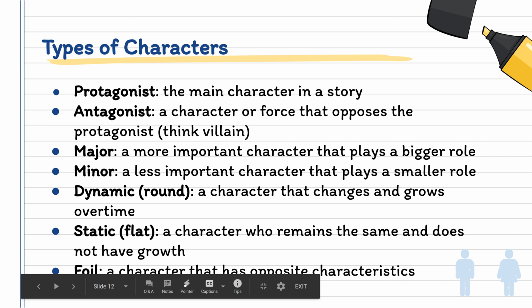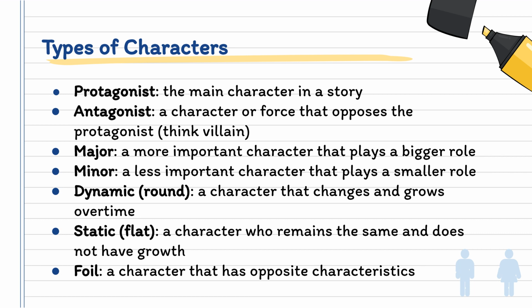Now let's talk about the types of characters. First, you have your protagonist, which is the main character of the story. This is your hero, the good guy. Then you've got your antagonist. This is the character or force that opposes the protagonist. So this is your bad guy, your villain.